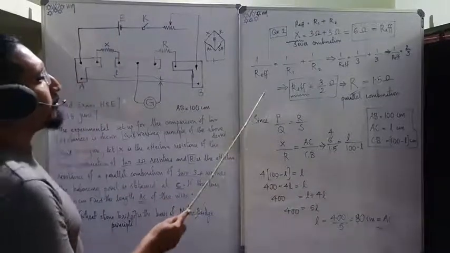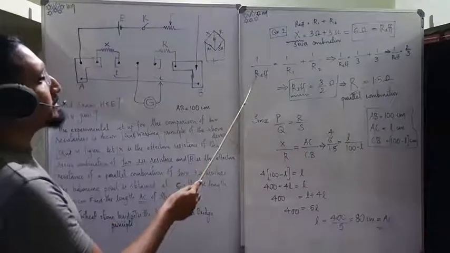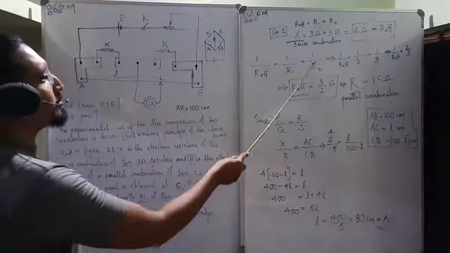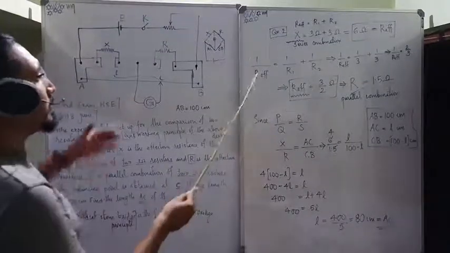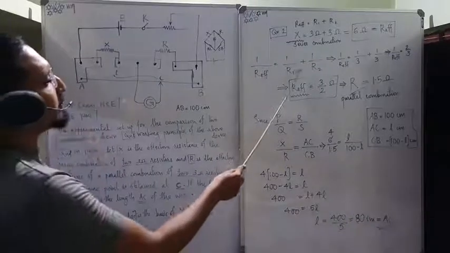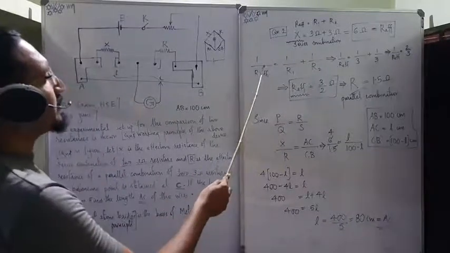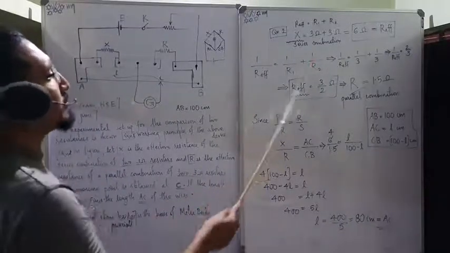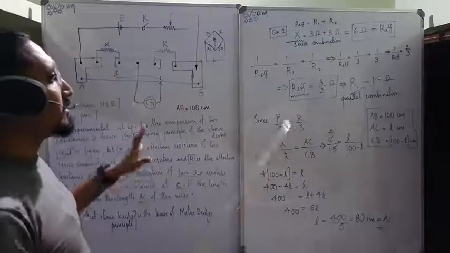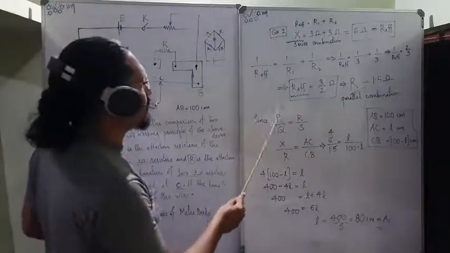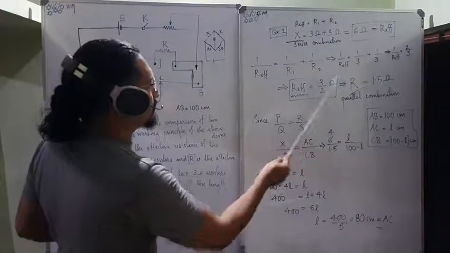Now in the parallel combination, this is the formula. That means 1 by R effective is equal to 1 by R1 plus 1 by R2. Or we can add more if different resistors are given, R1, R2, R3. That means the sum of the reciprocals of the resistances is the reciprocal of the overall resistance. That means 1 by R effective is equal to 1 by 3 ohm, which is given.